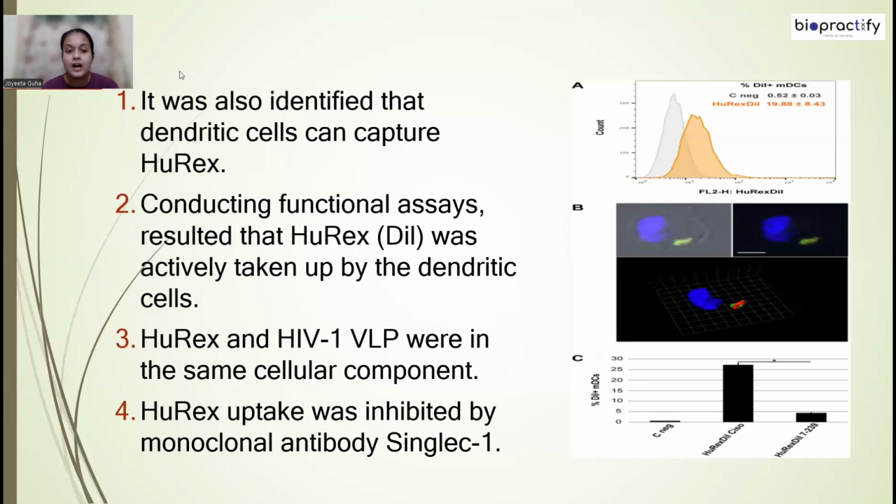Hurex and HIV-1 VLP were in the same cellular component. Hurex uptake was inhibited by monoclonal antibody of singlet 1. That is, you can see this picture right here, right? The black images here. So here you can see the red. The red signifies HIV-1 VLP and the green on the sides is the Hurex.